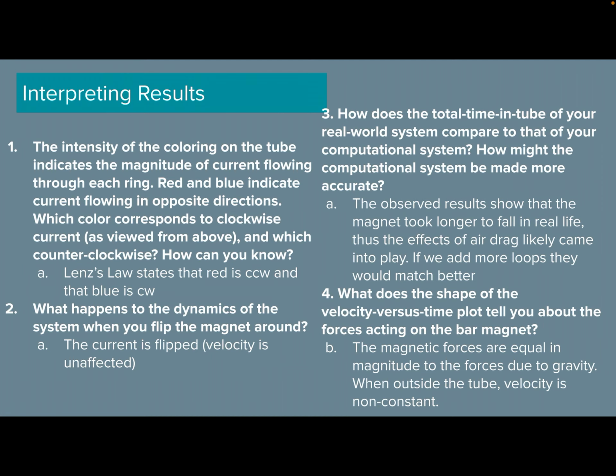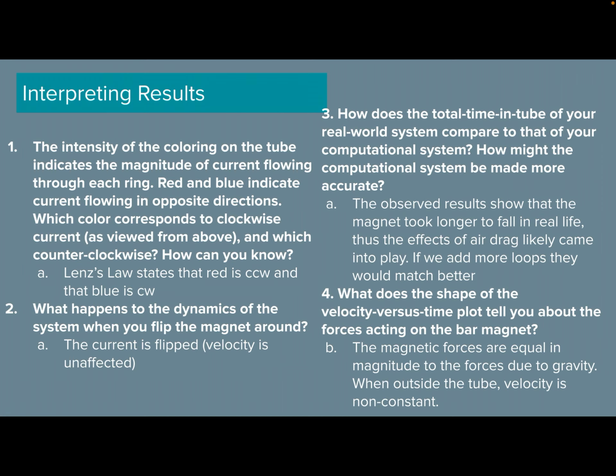How does the total time in tube of your real-world system compare to that of your computational system? Well, the observed results show that the magnet took a lot longer to fall in real life. So, even though we assume the air drag is negligible, it likely is not negligible. So, if we were to add more loops, then they would probably match better, but since we didn't, they don't.